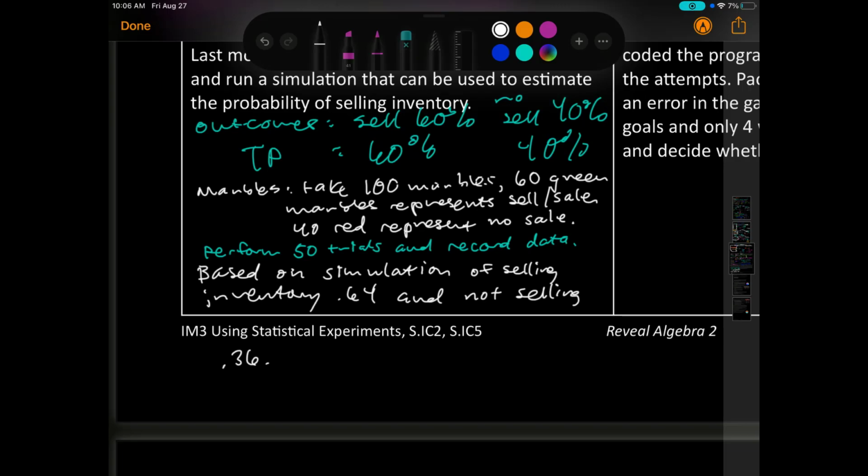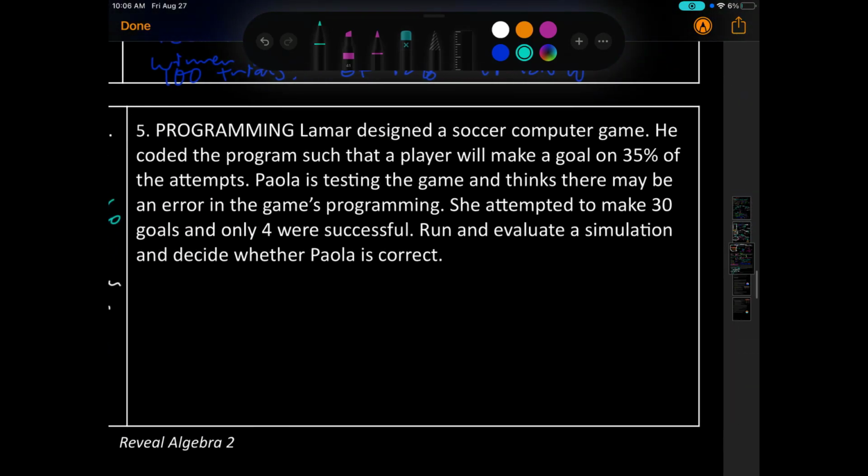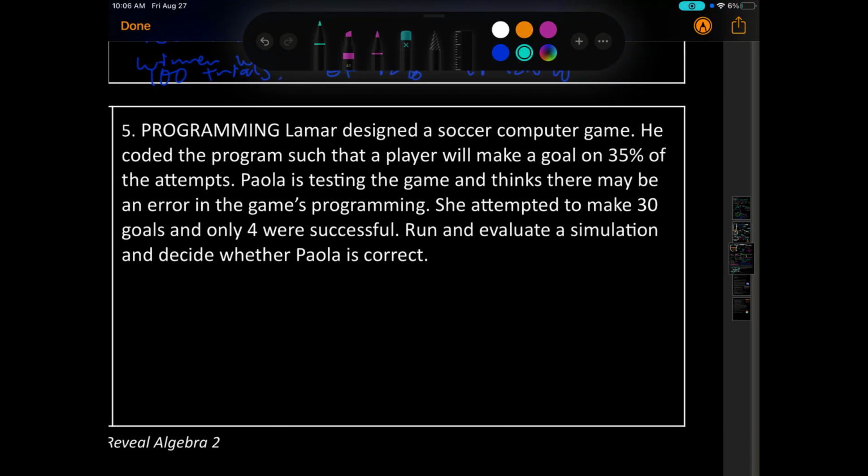try that again. So let's just say you, 0.64. So you have 50 trials and you pick 32 green, because 32 over 50 gives you 0.64, and then you pick 18 marbles that were red, and that's how you get your, if you had to analyze it. Okay? Okay, let's try number 5, programming.